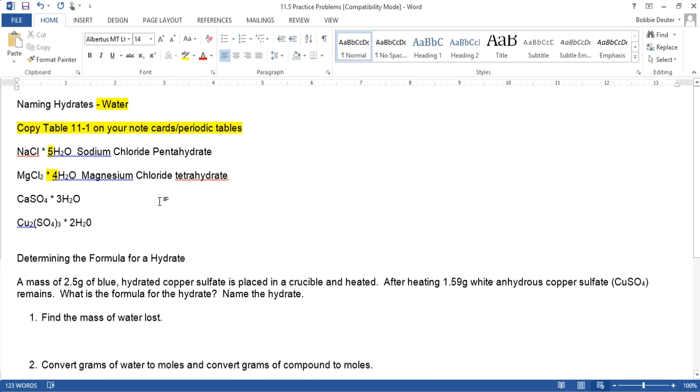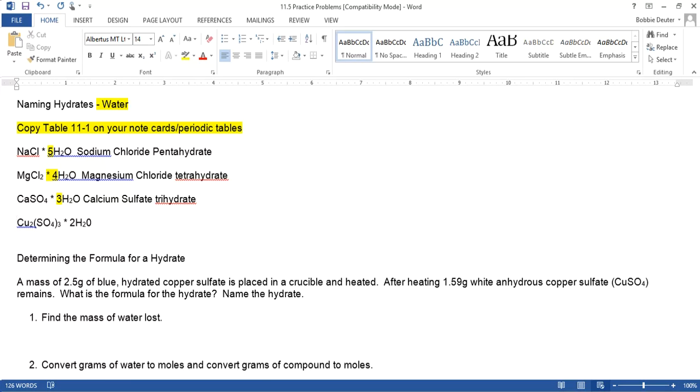Same thing down here. We name the ionic compound first, so it's calcium. SO4 is a polyatomic, sulfate. And then we look at this number right here. Look at our chart. 3 is trihydrate.